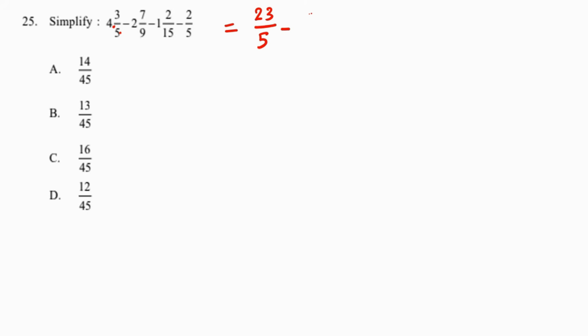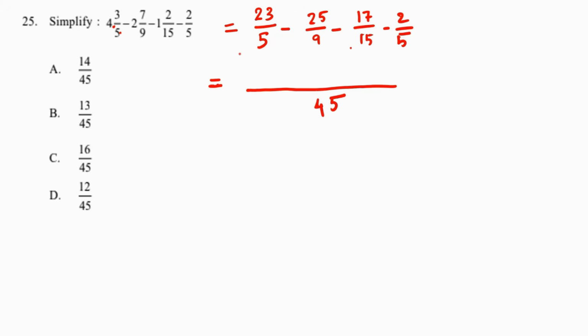18 plus 7 would give us 25 by 9. Minus 15 ones are 15, plus 2, that makes it 17 by 15. And the last one is already a proper fraction, so no need of converting. Now, if we observe, the denominators are different: 5, 9, 15, and 5. So to convert them into a common one, the LCM we have to take would be 45. So 5 nines, so 23 nines has to be done. 23 nines are 207.